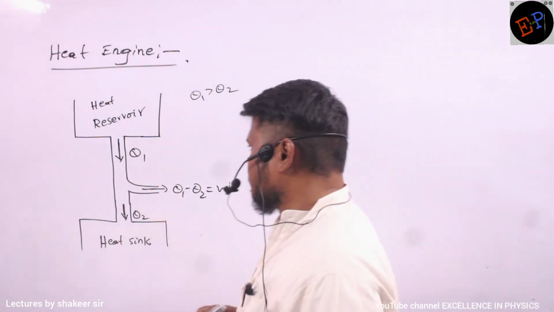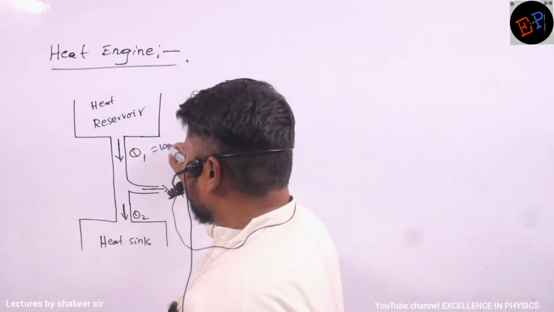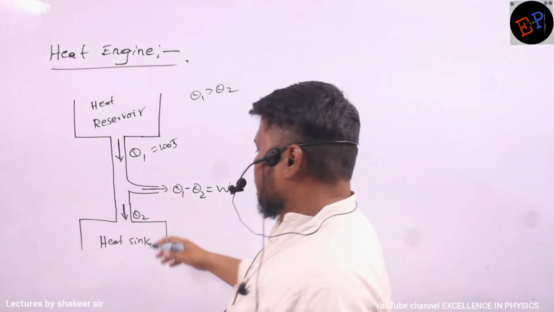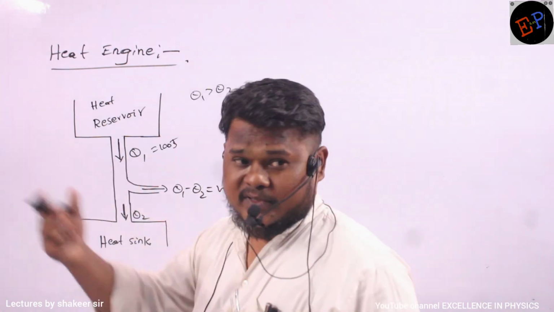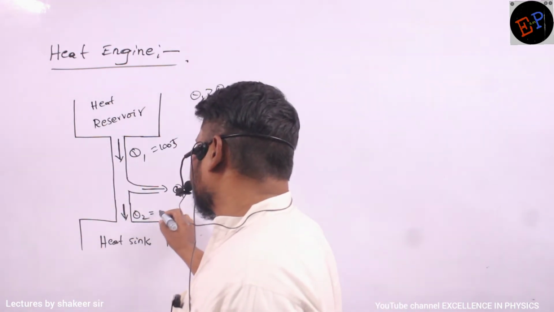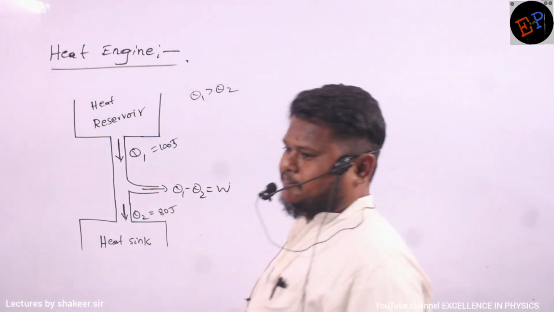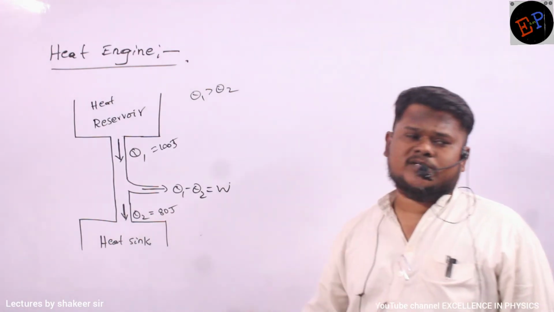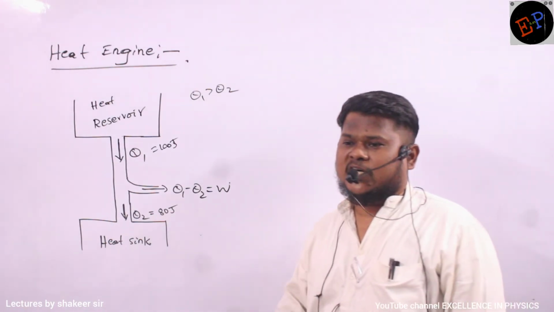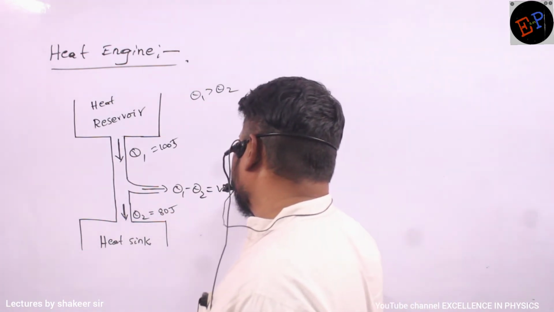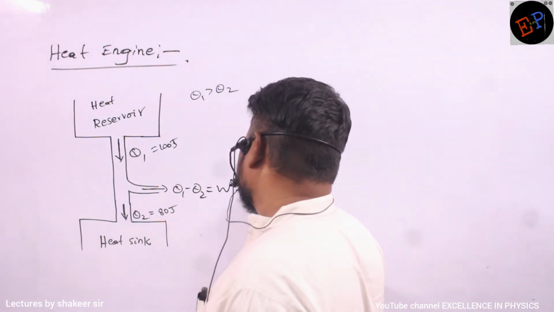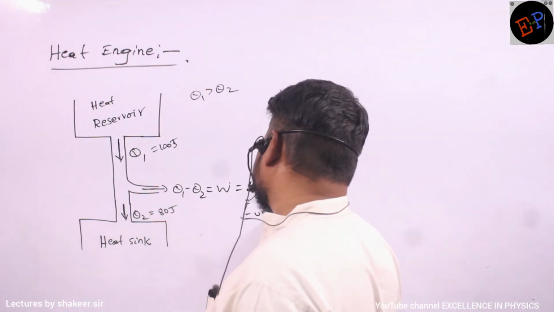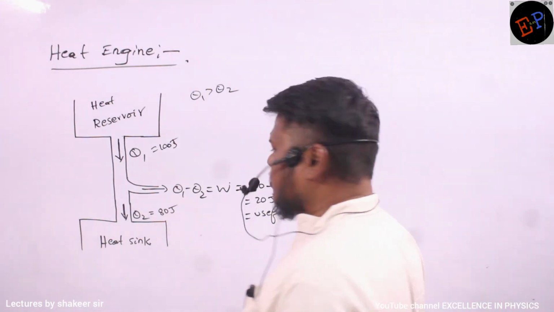Is it clear? Now let us see some example. Let us take Q1 to be 100 joules of energy. Q1 is how much? 100 joules of energy is given by the heat reservoir. And to the heat sink, that is to the atmosphere, how much energy is released? So, for example, 80 joules of energy is released. So what is the remaining energy? 100 minus 80, 20. Only 20 joules of work is done by the bike or the heat engine. So this value is 100 minus 80, which is equal to 20 joules. So this 20 joules is called useful work. Are you able to understand?